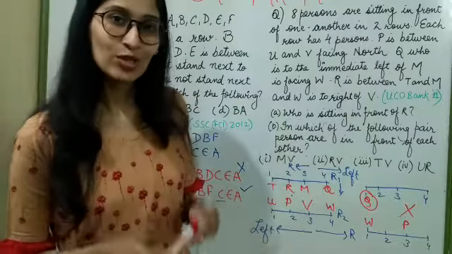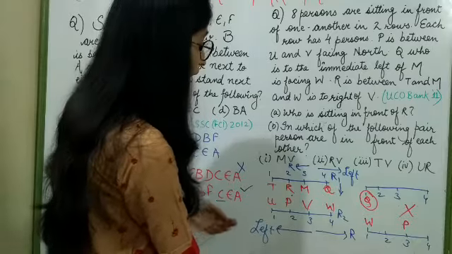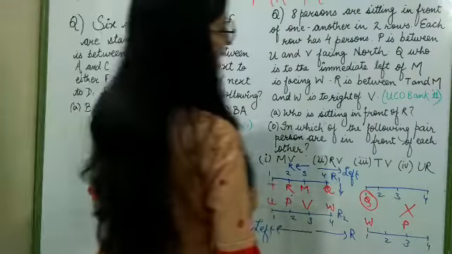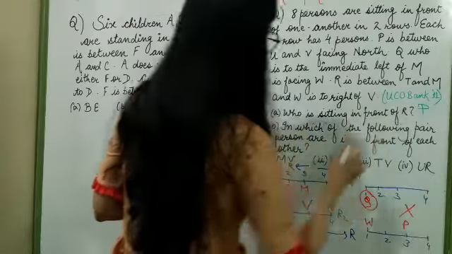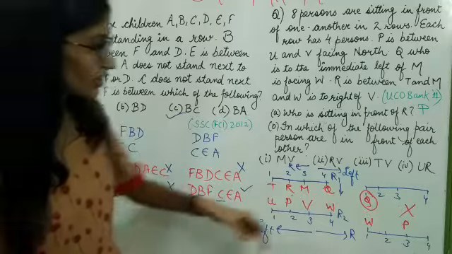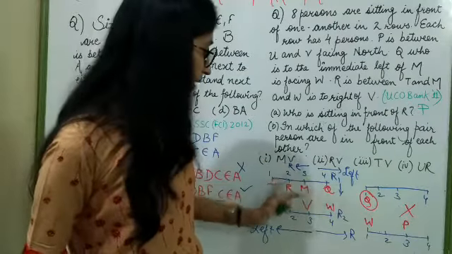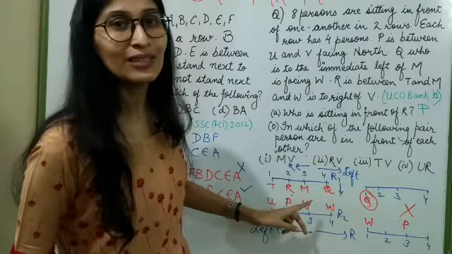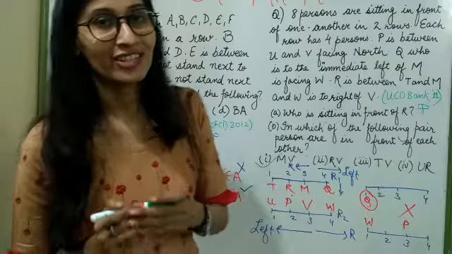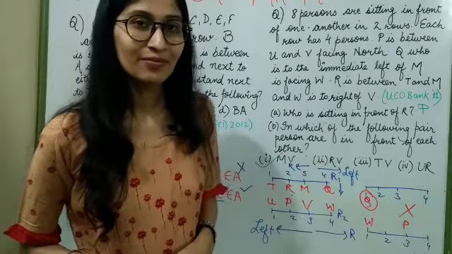Now let's answer the questions. The question asked here is, who is sitting in front of R? P. So my answer will be P. In which of the following pairs are the persons in front of each other? U and R? No. T and V? No. R and V? No. M and V? Bingo. So M and V are facing each other. So this is how this question will be solved.